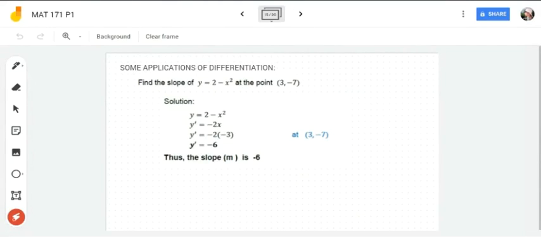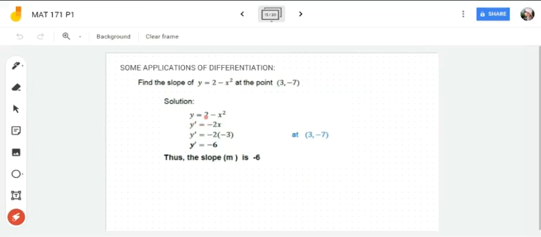Okay, let's go to some applications of differentiation. Here, we will find the slope of the function 2 minus x squared at the point 3, negative 7. It is the same theory that we used a while ago. In getting the slope of a function, you simply get the first derivative and then substitute the values of your x and y.